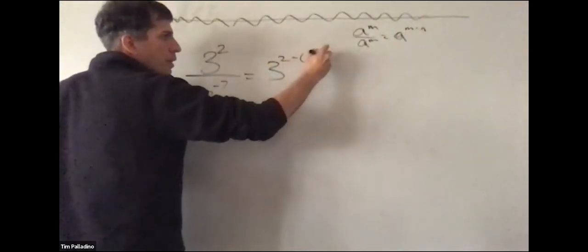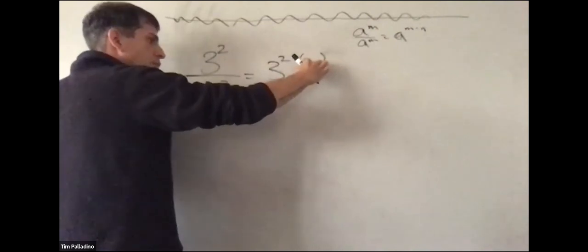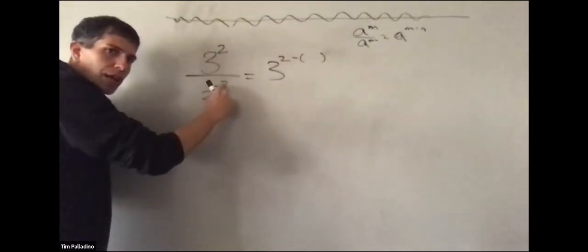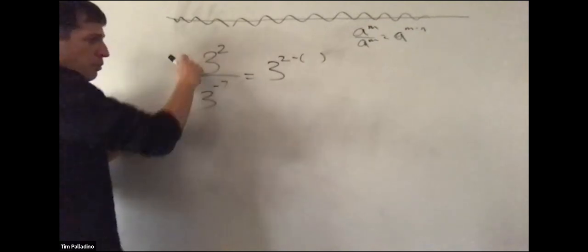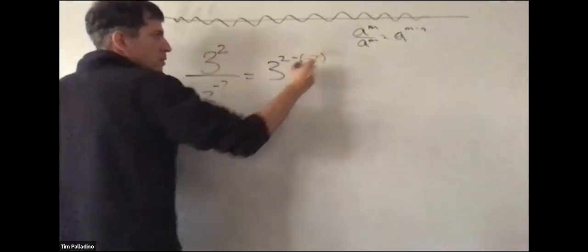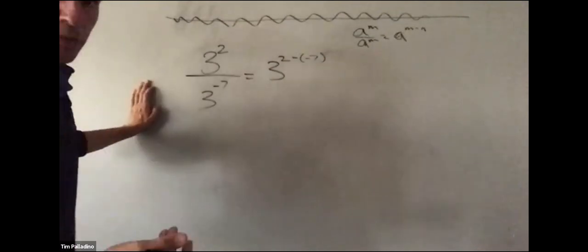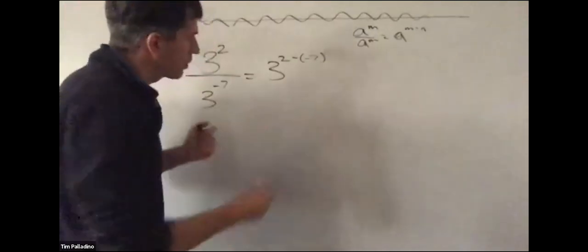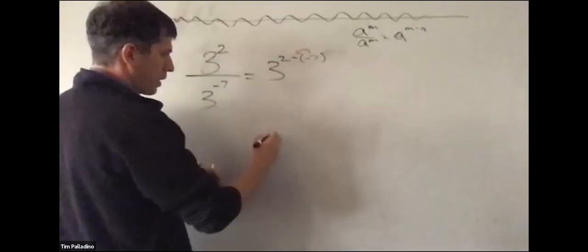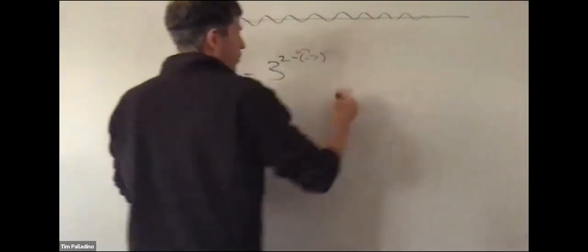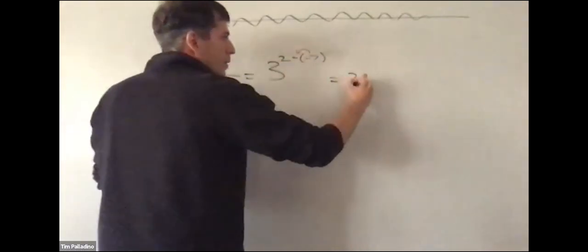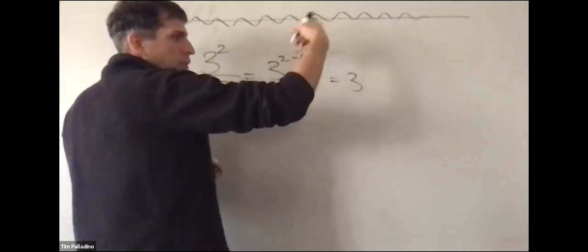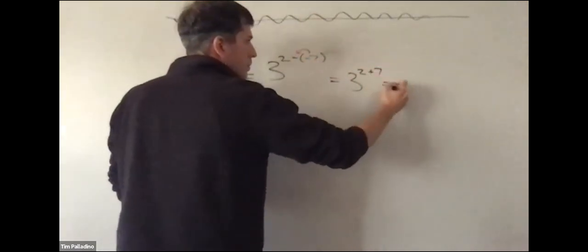But the thing you have to be very careful about is to use parentheses on this one. Whenever you see a negative exponent in the denominator, make sure that you're subtracting a negative number. A negative times a negative is what? Positive. A positive number, good. So this now becomes 3 minus a negative 7, which is plus 7. So this will be 3 to the 9th power.